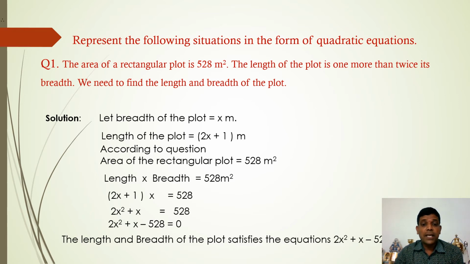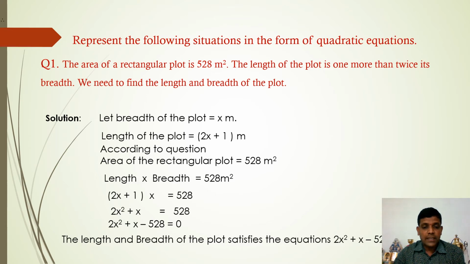According to the question, area of a rectangular plot is 528 meter square. What is the formula for area of a rectangular plot? Length into breadth equals 528 meter square. Then length equals 2x plus 1 and breadth equals x, so the product is equal to 528. Now product of 2x plus 1 and x: 2x into x, 2x square, plus 1 into x, 1x means x, is equal to 528.